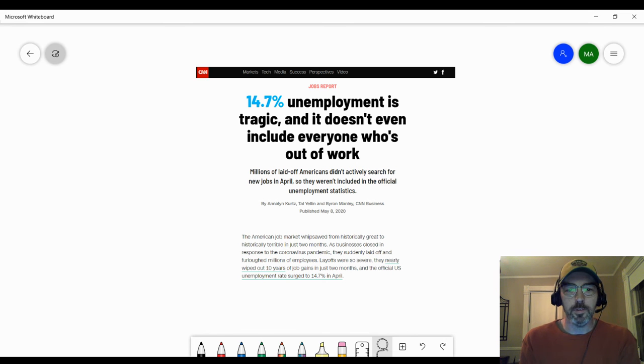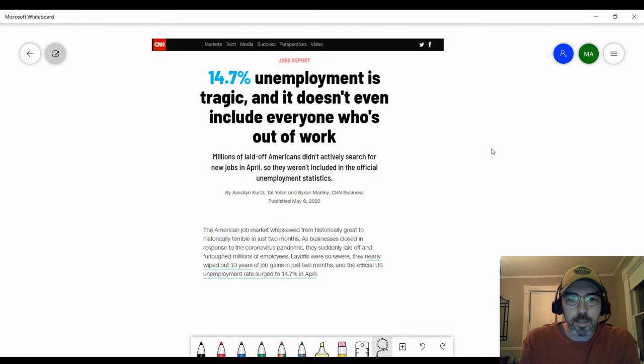I'm sure you've heard in the news that the unemployment rate has gone way up in the past couple of weeks. And so this headline that you're looking at right here says 14.7% unemployment is tragic, and it doesn't even include everyone who's out of work. Millions of laid off Americans didn't actively search for new jobs in April, so they weren't included in the official unemployment statistics. And I wanted to make sure that we understood what that meant exactly. So 14.7% unemployment. That is our current unemployment rate in the country.